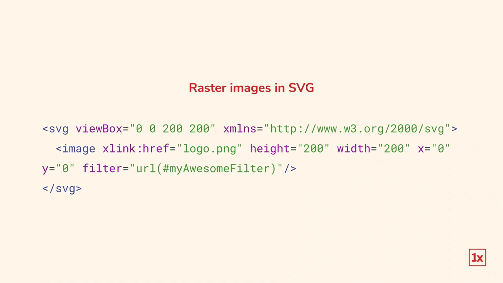Yeah, so as I mentioned before, and you saw in the examples, you can just use raster images within SVG. This is how you define it, so just referencing the file, and then you can define, for example, attributes and filters.